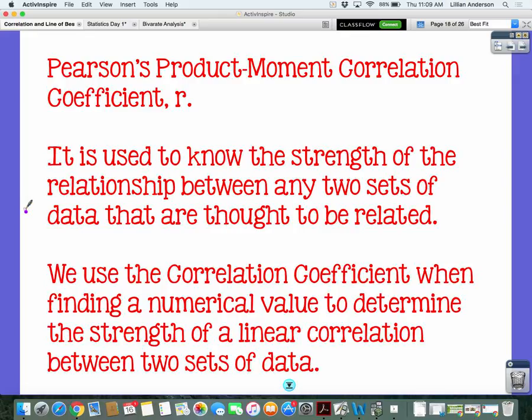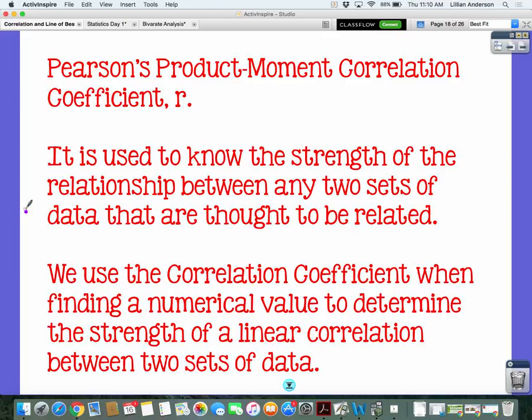Now what it is used for is to know the strength of the relationship between any two sets of data that are thought to be related, okay? So you know how we can comment on something being strong or moderate or weak. The correlation coefficient basically gives us a number to help us determine whether this is indeed strong or moderate or weak. Does that make sense?